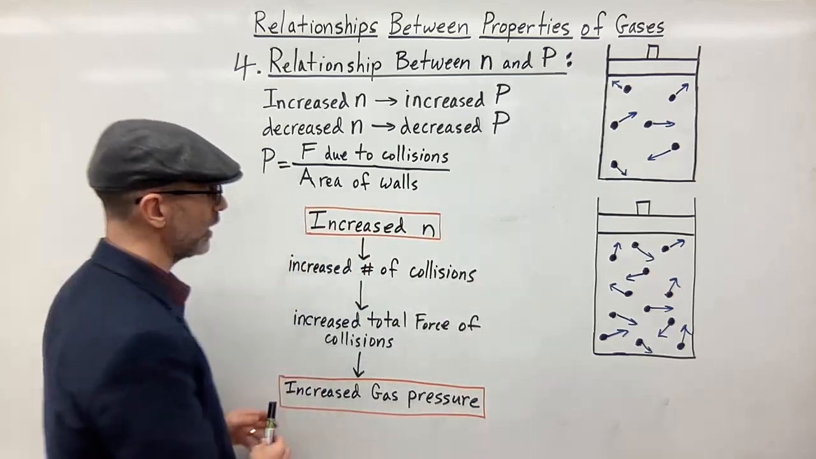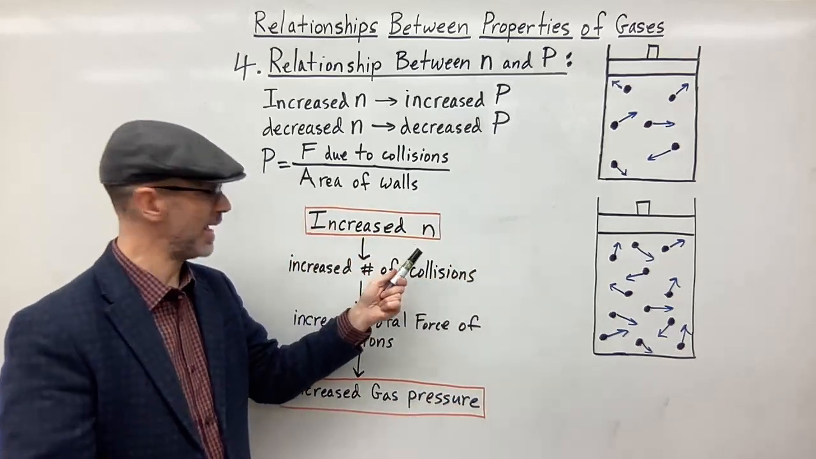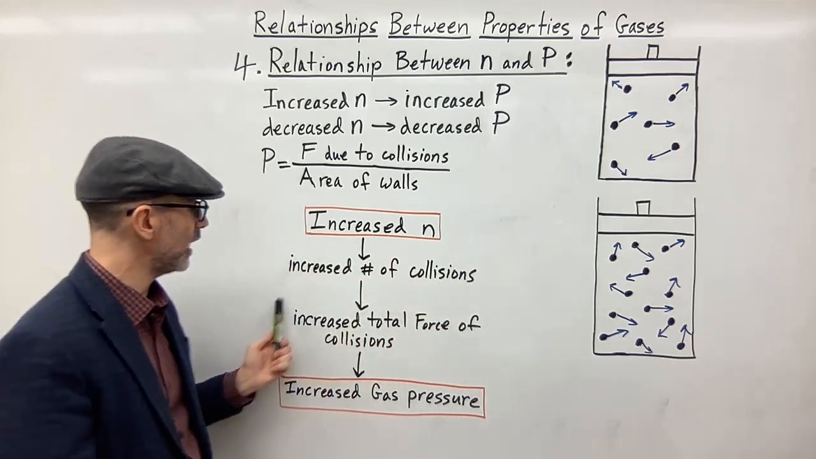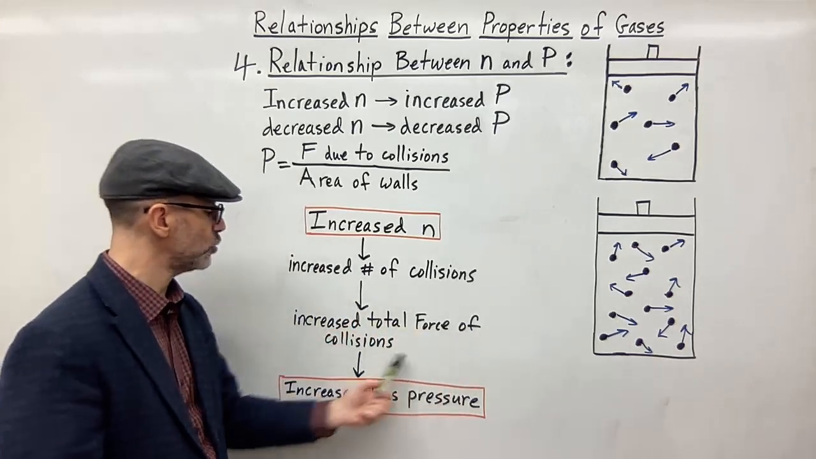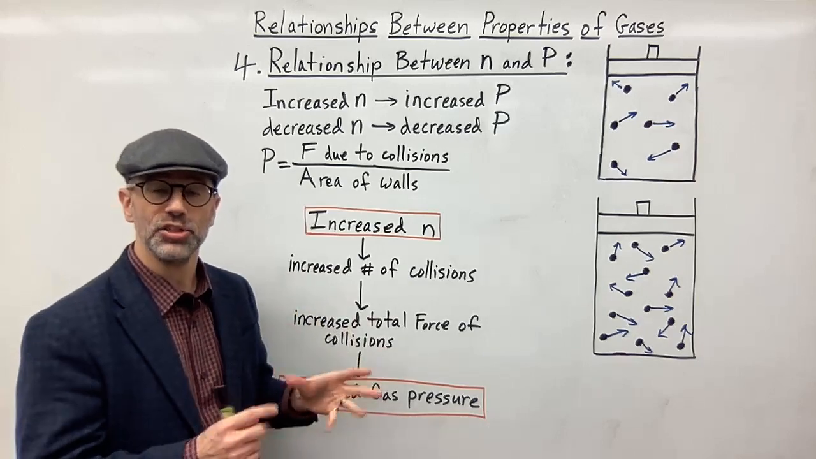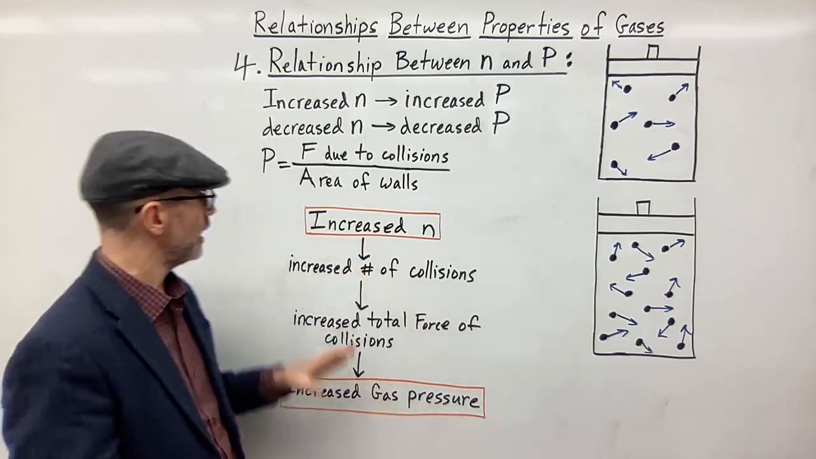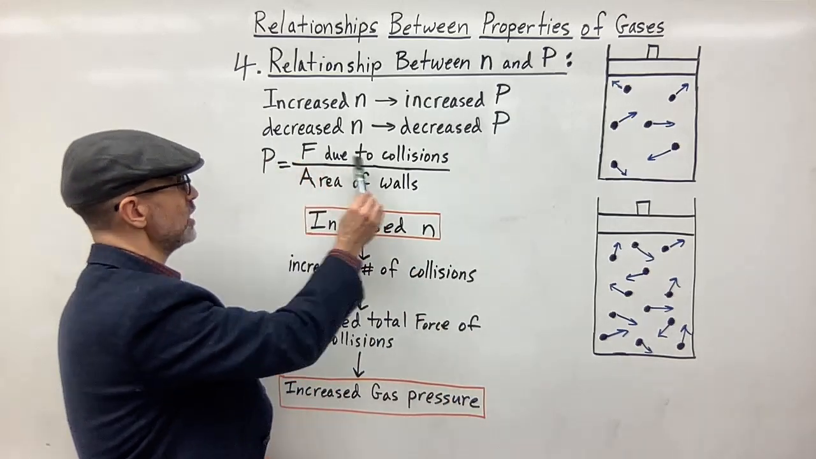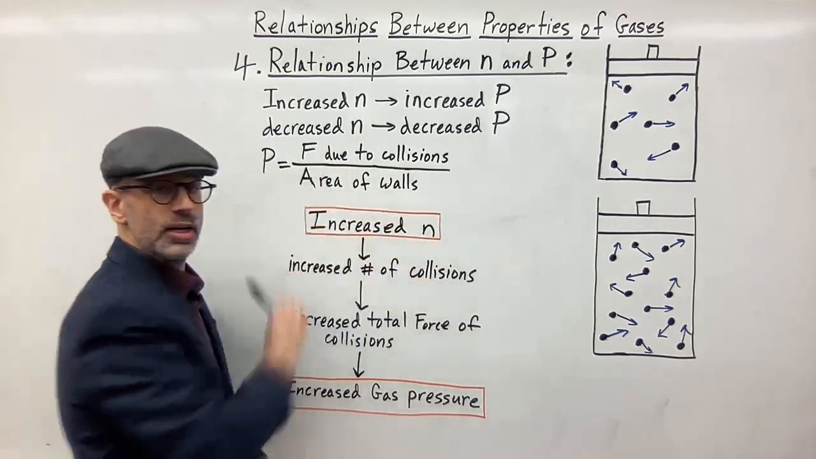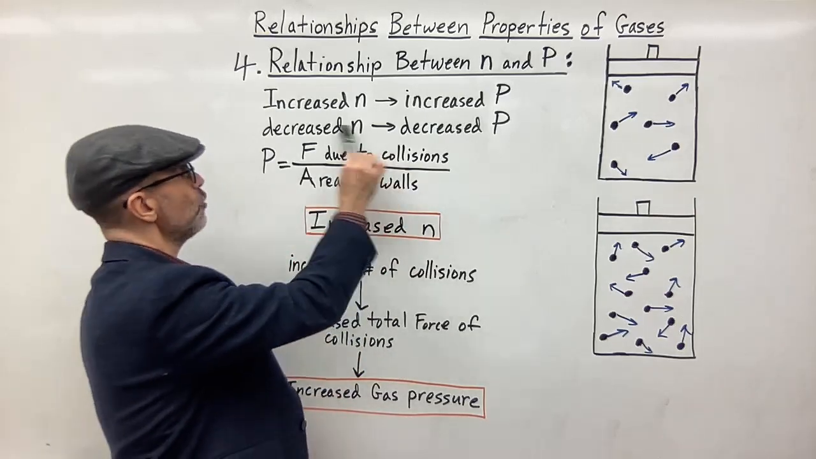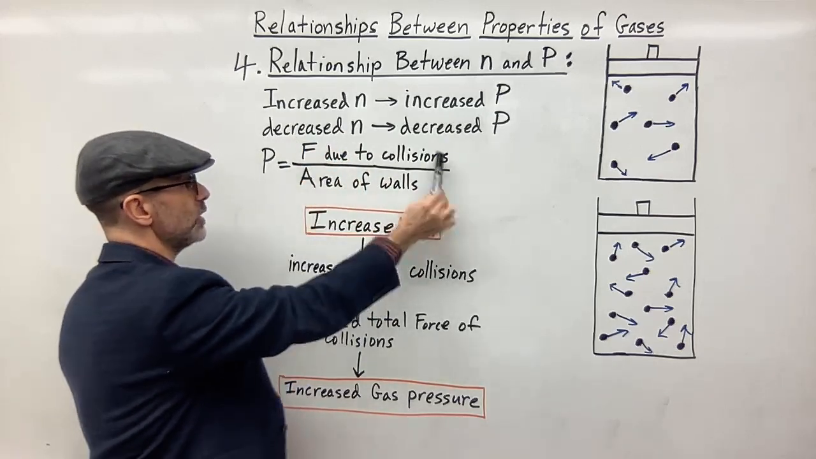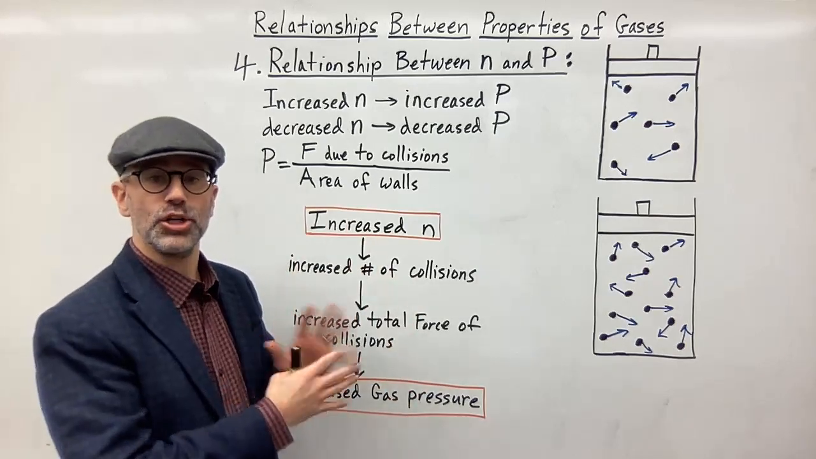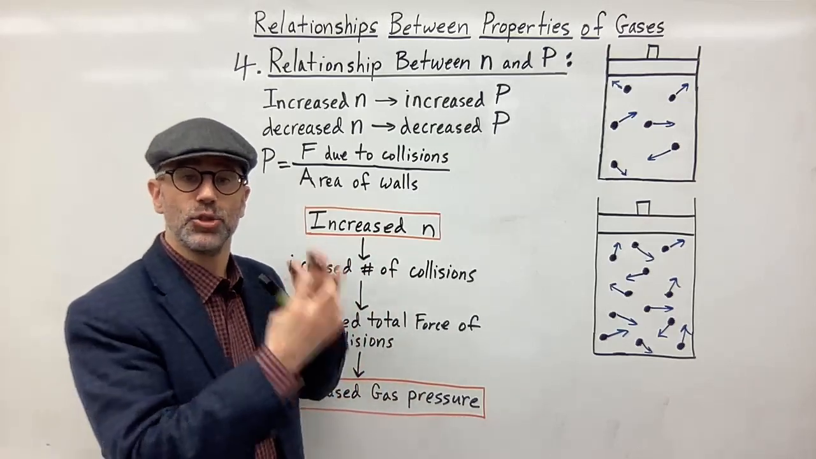So again, we can write it like this. We increase the number of particles, N. That's going to increase the number of collisions on the sides of the container. Increasing the collisions means that you're going to increase the total force of collisions. So more collisions means more total force due to collisions. If you increase the total force due to collisions, then that's going to increase the gas pressure. Why? Because pressure is equal to force per area. The area stays the same, force increases. Force is the numerator, and increasing the numerator increases the pressure. That is why pressure and the amount of gas are directly related to each other.